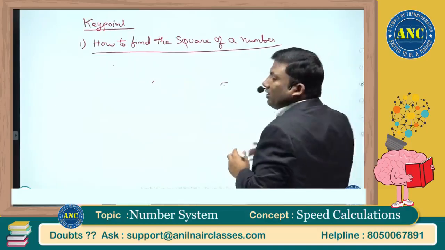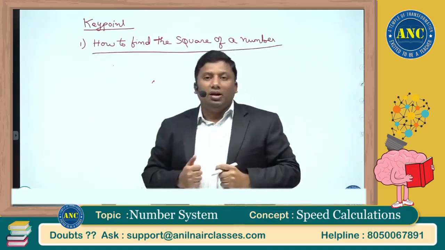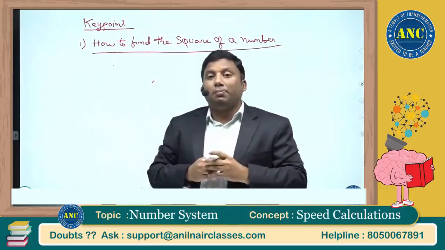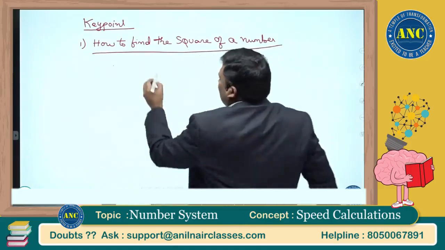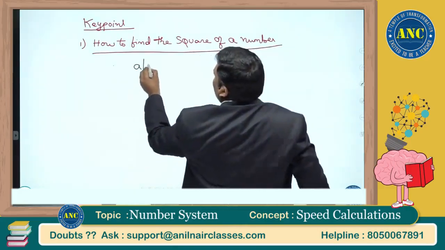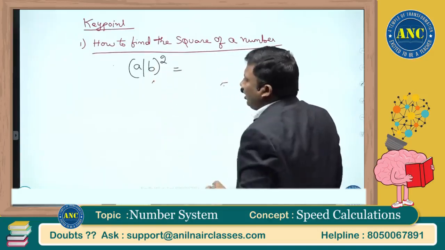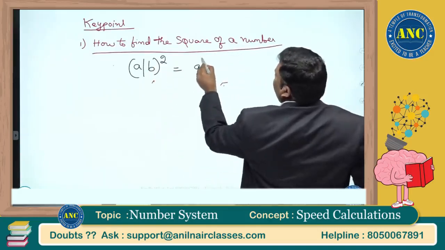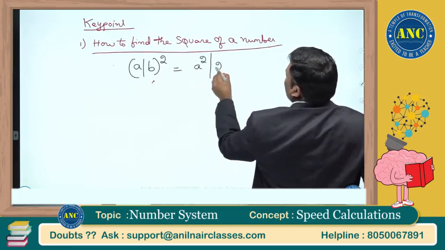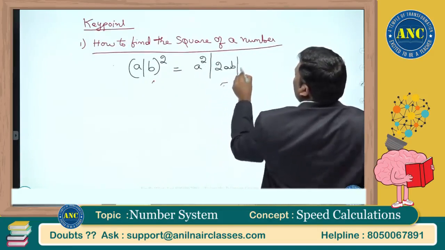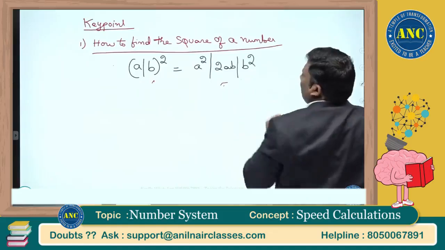There are multiple methods to find the square of a number. Pascal, a mathematician, proposed that you can find the square of a number using (a plus b) whole square, which stands for a square plus 2ab plus b square.